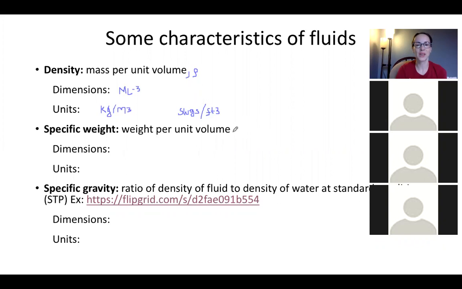Okay, next we'll look at a quantity called specific weight. This is indicated with gamma often. So specific weight is weight per unit volume, right? So it's going to be just density times the gravitational constant G.